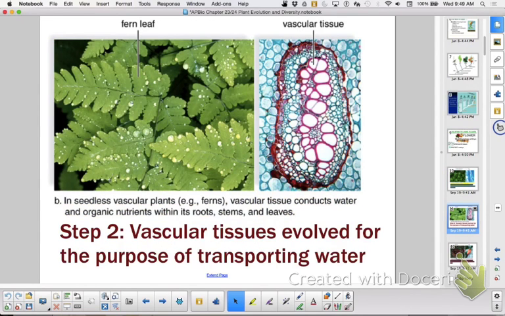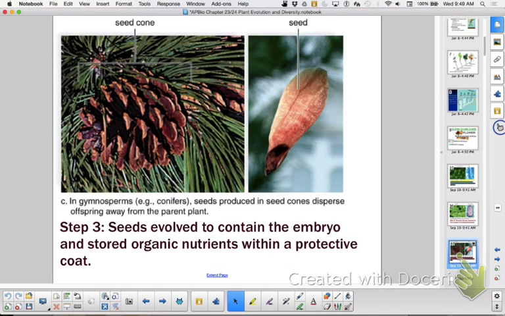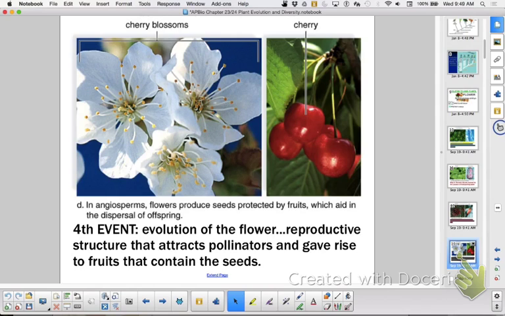Your second step up is vascular tissue. Got to add some pictures to show you here. Vascular tissue like xylem and phloem. Your third step up was getting seeds. Now, here's something like a gymnosperm, a pine cone. They have what's called naked seeds. The seed just sits right there. There's no fruit that's enclosing it. Okay? And then we have the fourth event would be flowers.